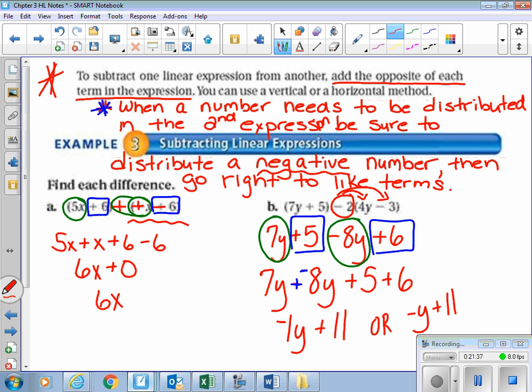All right, so no distributing, you go right to here, keep change opposite. If we're distributing, such as in B, you distribute that negative, and then you can go right to your like terms.